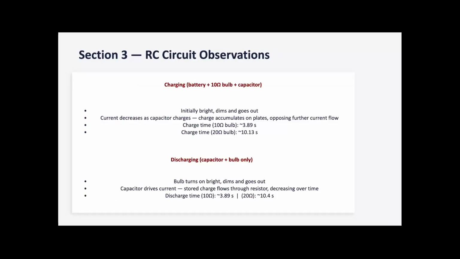Section 3 explored RC circuit behavior using a capacitor, battery, and light bulb. When I connected the battery, capacitor, and 10 ohm bulb in series, the bulb started bright and gradually dimmed. The current decreased as the capacitor charged up because the growing charge on the capacitor's plates increasingly opposed further current flow. With the 10 ohm bulb, charging took about 3.89 seconds.